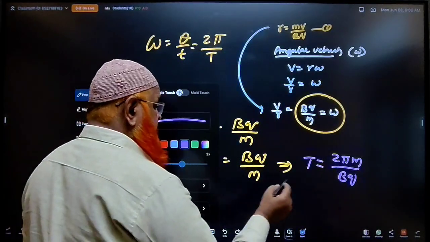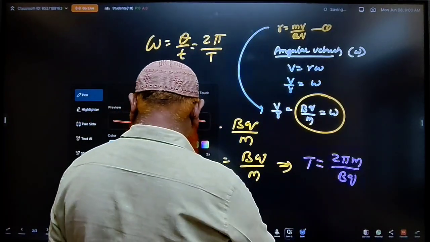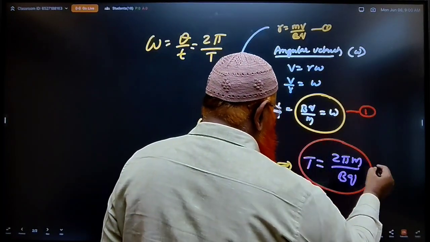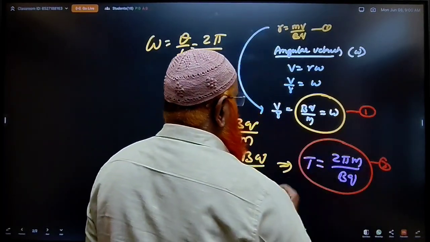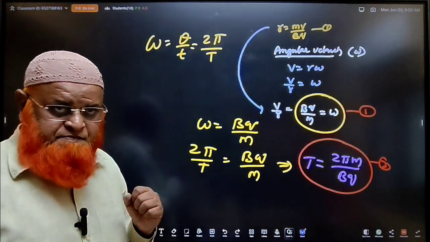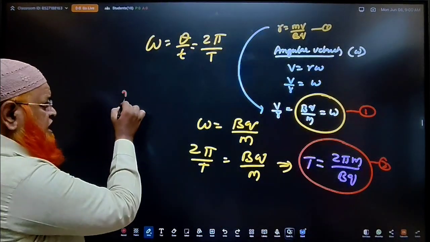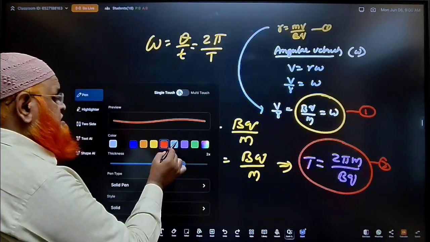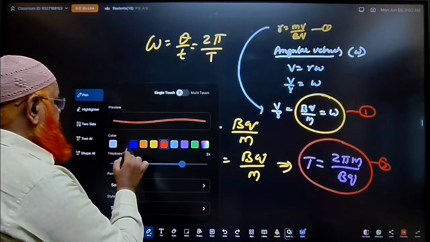So we get it? We are getting this formula now for time period. This is the formula for time period. Okay, so time period formula we got. Then what is the formula for frequency? You all know frequency is nothing but the reciprocal of time period.